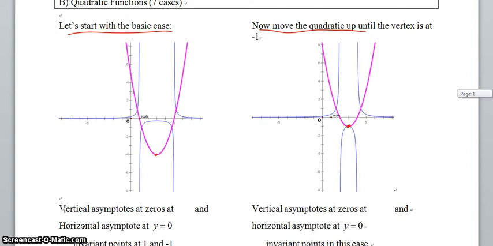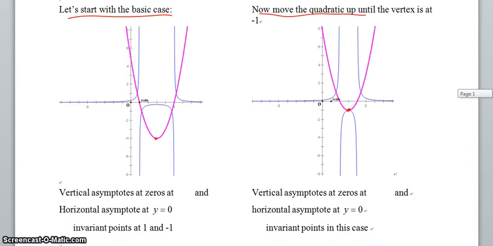Back to the first case. When you have this, how would you describe it? How many vertical asymptotes are there? Well, there are 2, one here and one here. So they cross 1 and 5, and it becomes your 2 vertical asymptotes. The horizontal asymptote is always the x-axis.